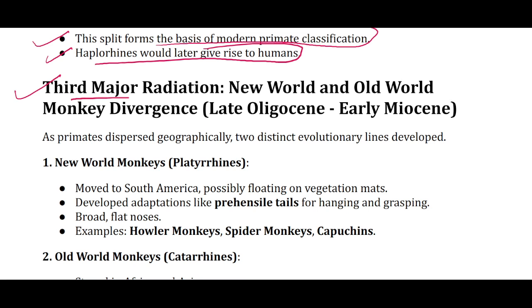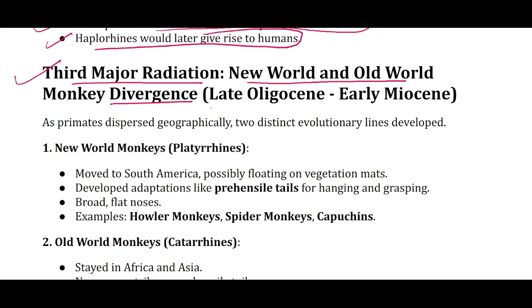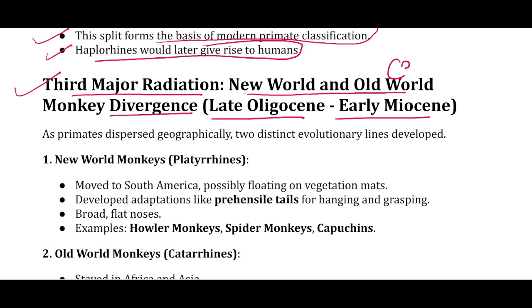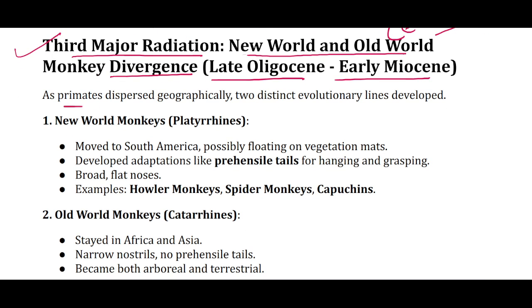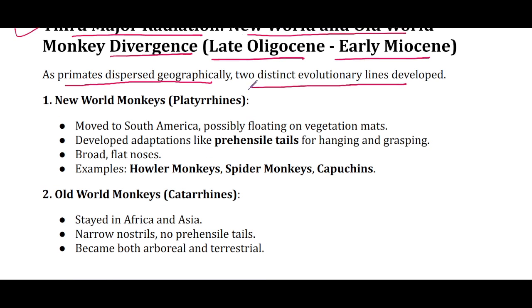Now let's talk about the third major radiation, that is the divergence between New World and Old World monkeys from late Oligocene to early Miocene, और अभी भी हम Cenozoic में ही है. So, when primates started dispersing geographically, two distinct evolutionary lines developed.